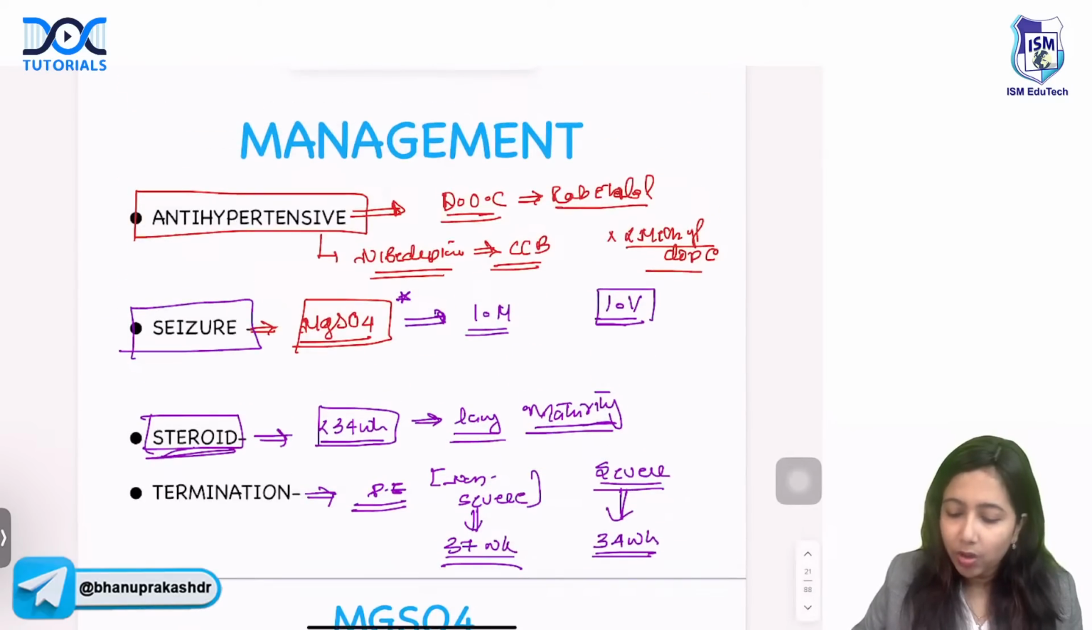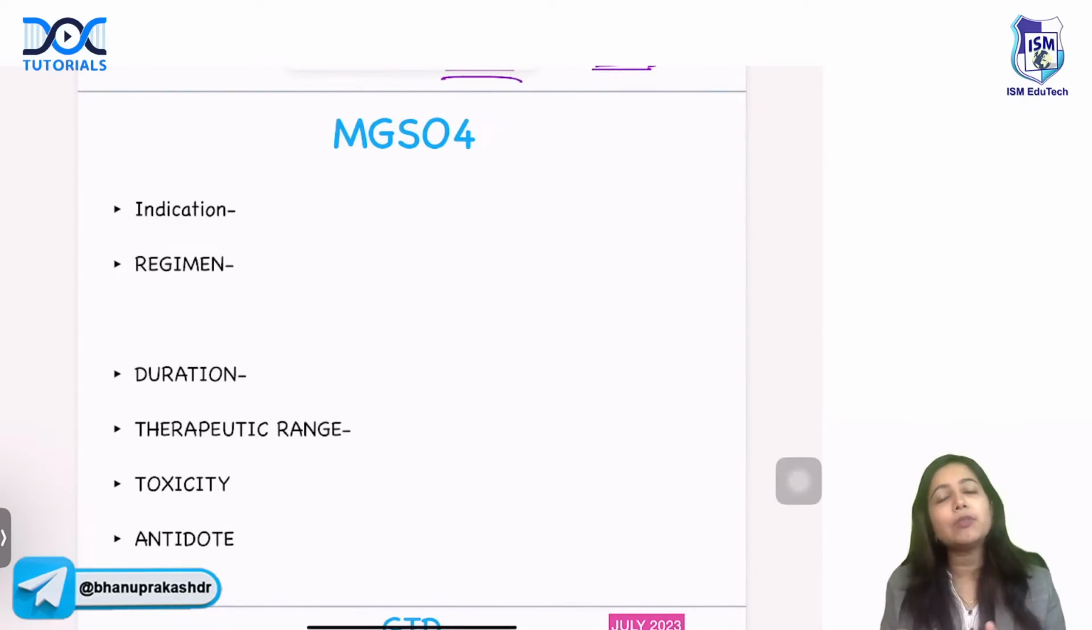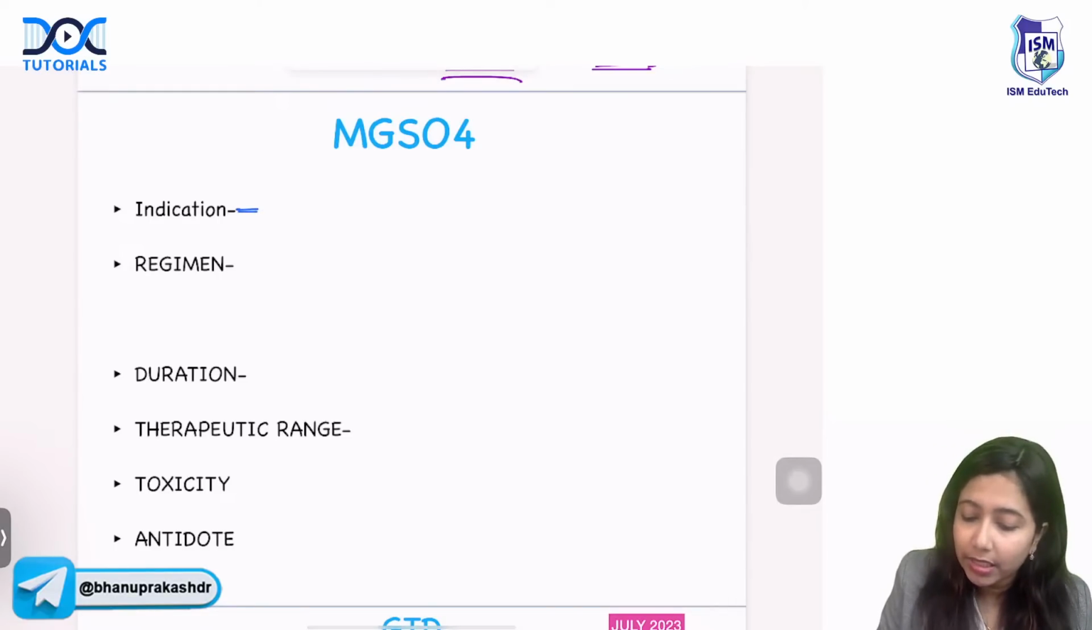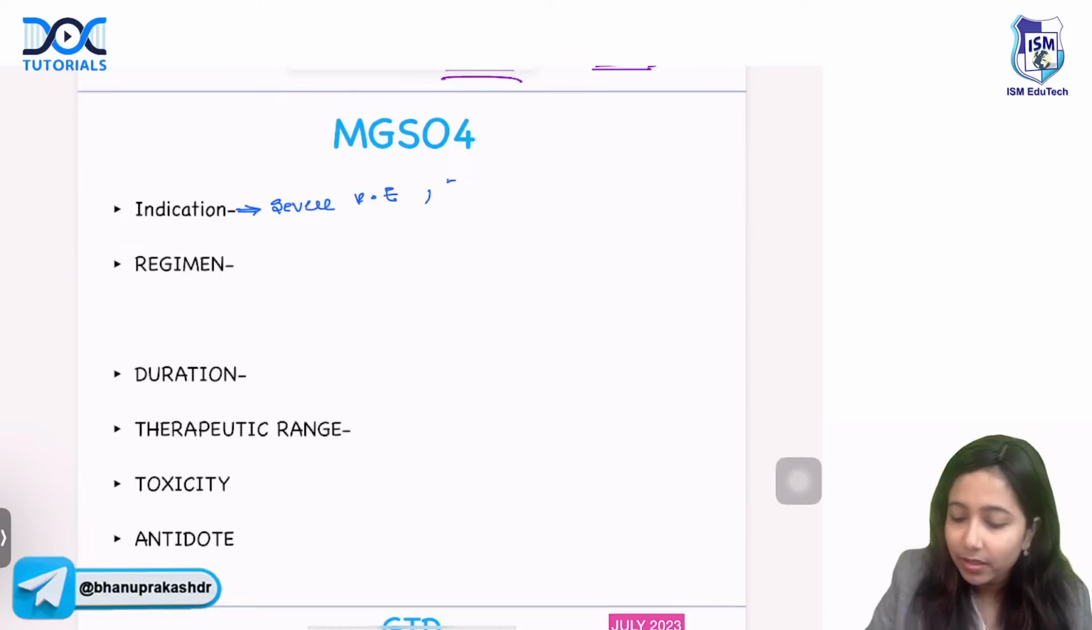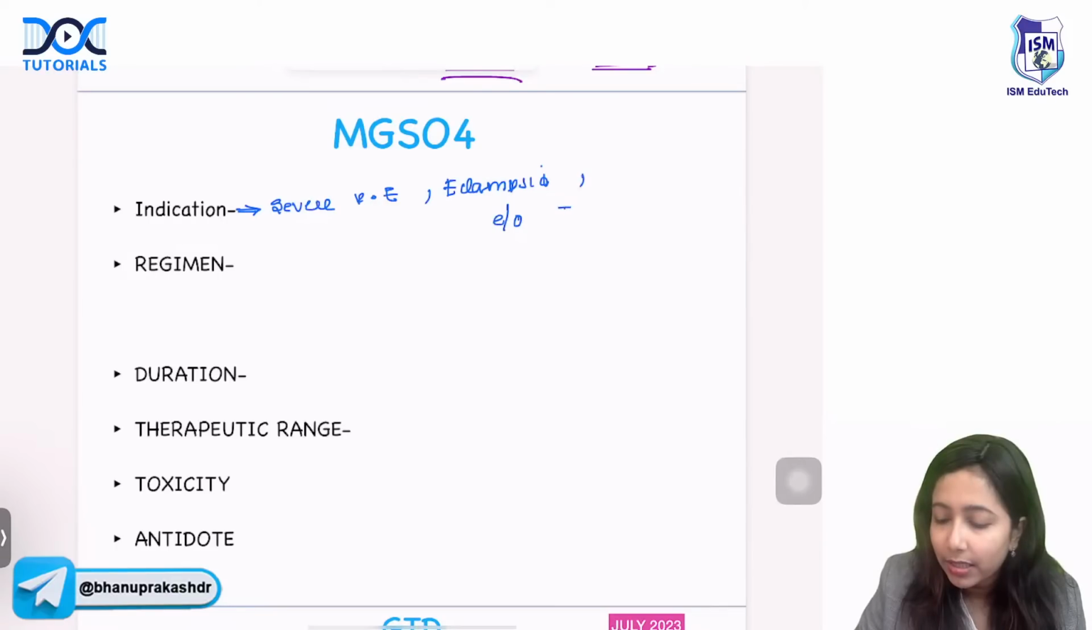Now coming to the important drug, that is magnesium sulfate. Will I just give magnesium sulfate to all patients who are having hypertension? No. We'll give it to patients who are at risk of having eclampsia, or patients who are already having eclampsia, or who are having severe preeclampsia. So the indications include severe preeclampsia, eclampsia, as well as evidence of impending eclampsia.